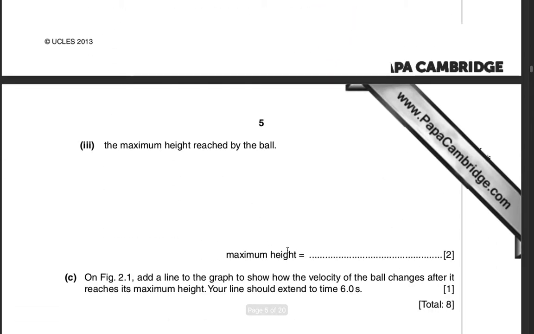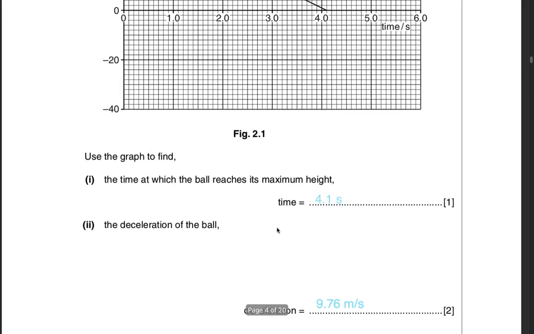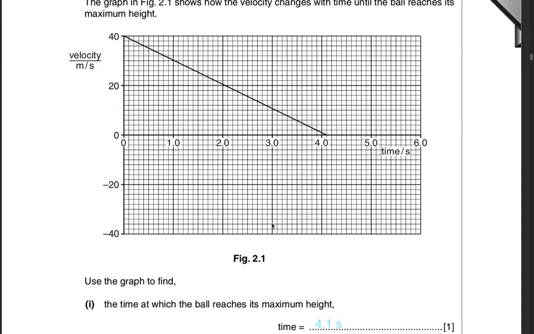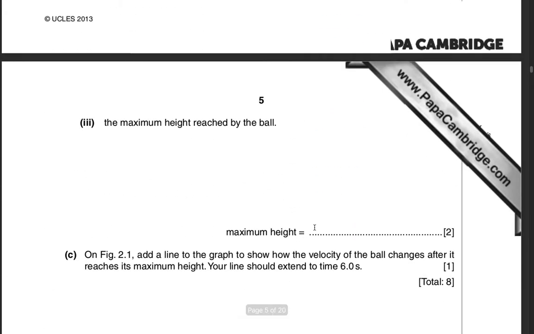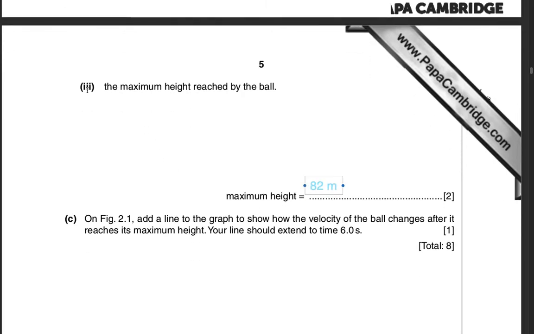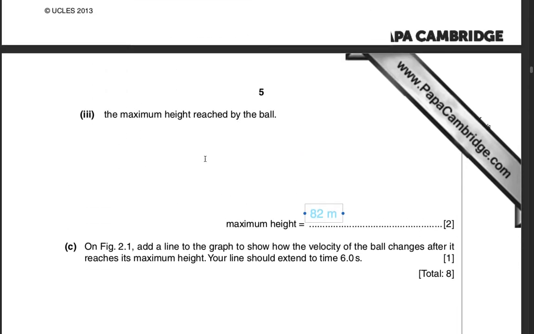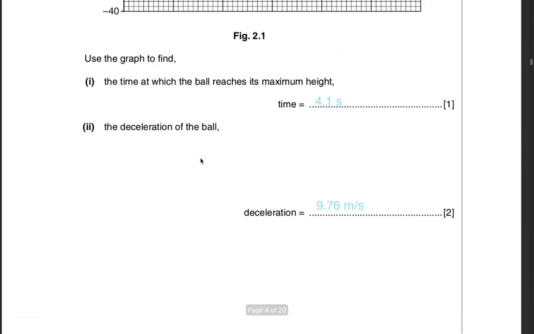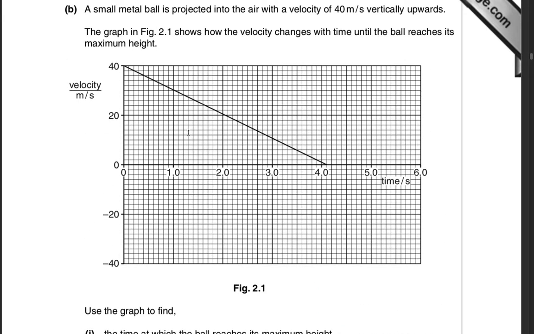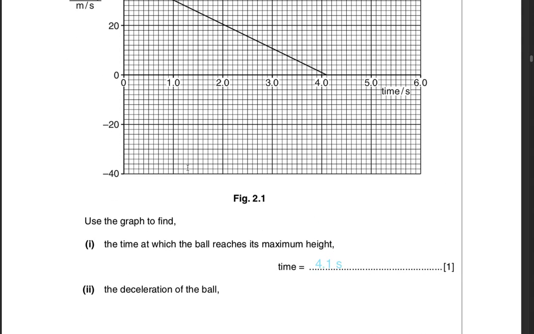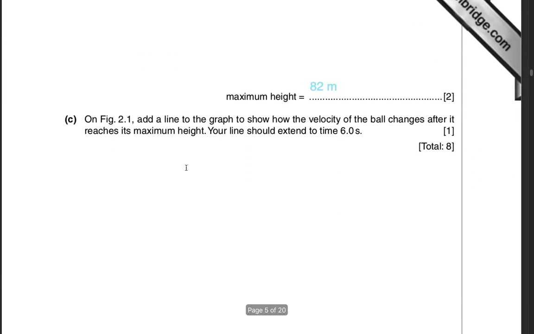So you have to use the area below the graph, which is half times 40 times 4.1, which is 20 times 4.1, which is 82. So the maximum height is 82 meters. That's quite high actually. But in here, the working you put is max height is equal to area below graph is equal to half into 40 into 4.1 is equal to 82.